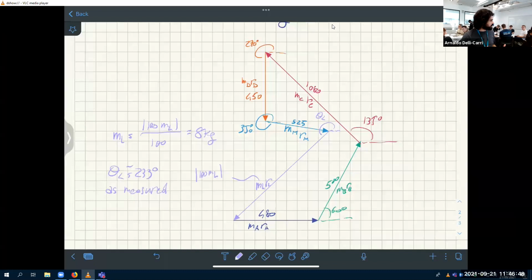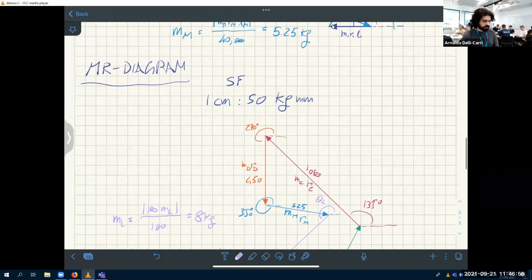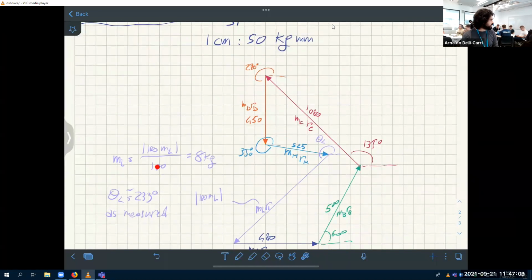I mean, if you don't do it, you'll never know it. You have to measure it with your ruler, okay? And then you change it with a scale factor in kilogram millimeters, and then you divide it by 100, and you get 8. Okay?